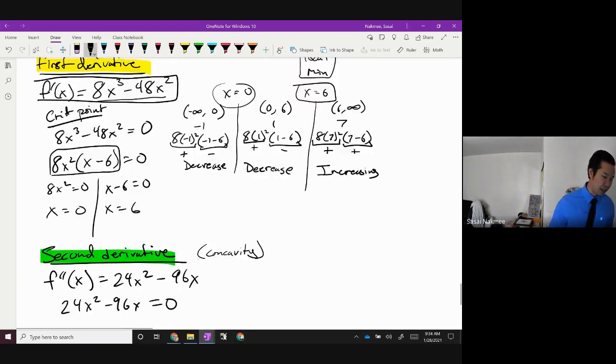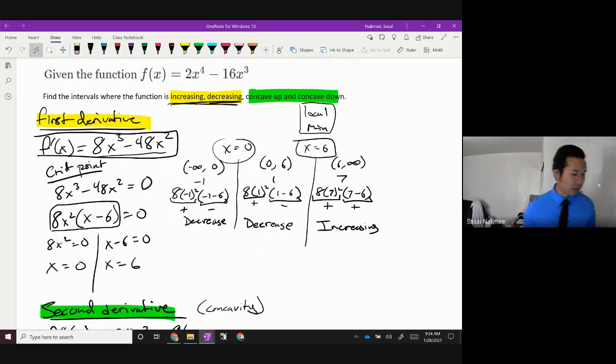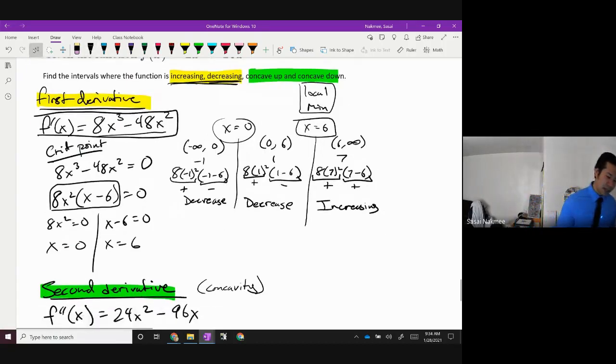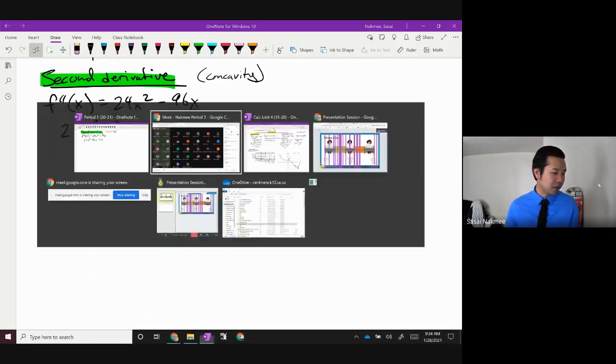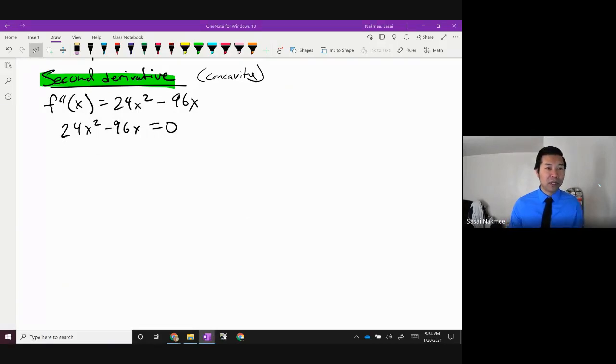On this problem right here. 2x to the fourth minus 16x to the third. We're going to go ahead right now, and we took the second derivative right there, and now we're going to solve this for when it is equal to 0. Okay? When does this second derivative equal 0?